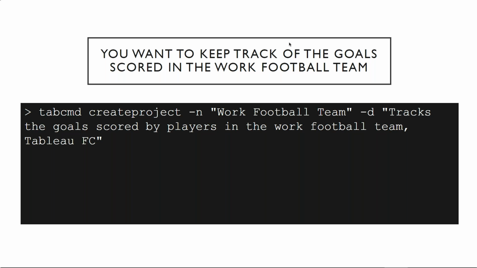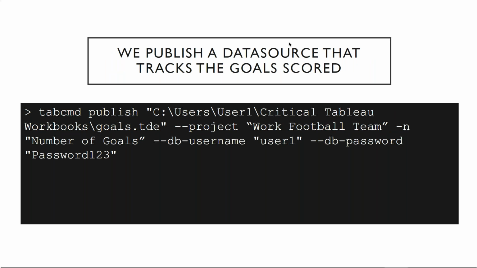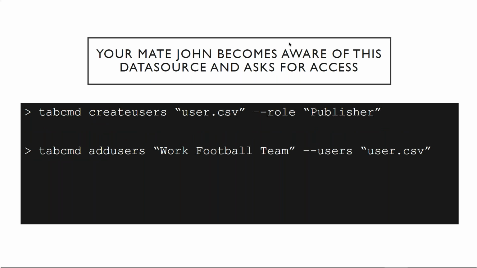So we created a project given the name work football team, and then we can also give it that description. And then once we've created that project, we want to put something in it. So we put a data source, a TDE file, inside, and this just has all the goals that we scored during the last month. Your mate John becomes aware of this data source and asks for access. Well, he's not even a user yet. So first we need to create a user, and we use users.csv with just his name inside the file.